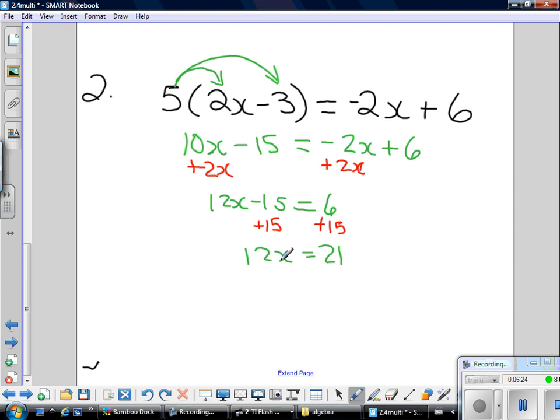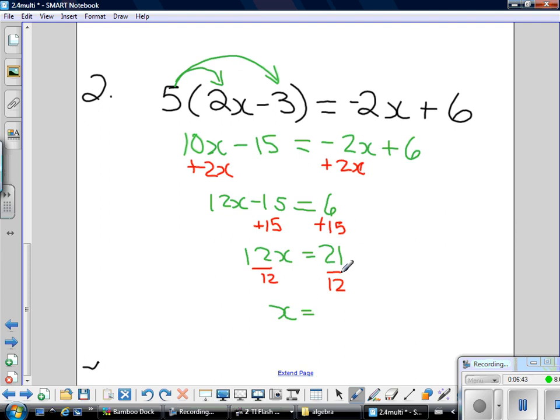And now I need to get rid of the 12. Opposite of multiplying by 12 is dividing by 12. And now what I end up with is x over 21 twelfths. Now, I'm not going to change it to a decimal. I'm going to reduce it.